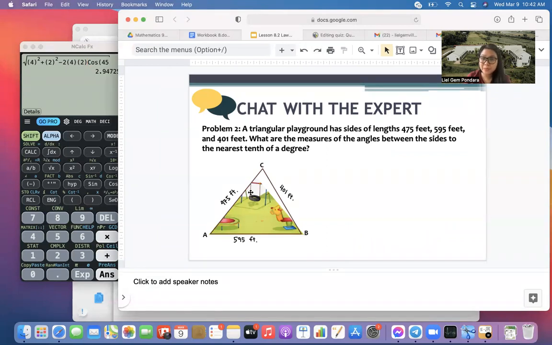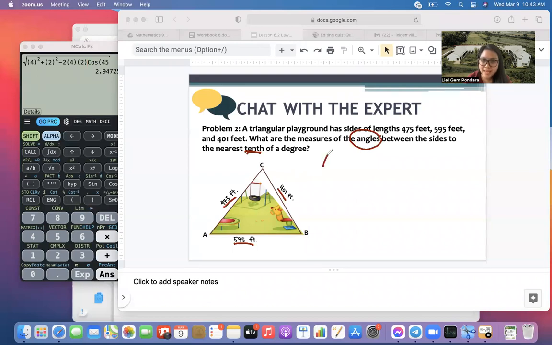A triangular playground has sides of lengths 475 feet, it's already given in the figure, 595 feet and 401 feet. What are the measures of the angles between the sides to the nearest tenth of a degree? Tenth means 1 decimal place. So with that one, we are looking for all three angles. Okay, let's start writing.